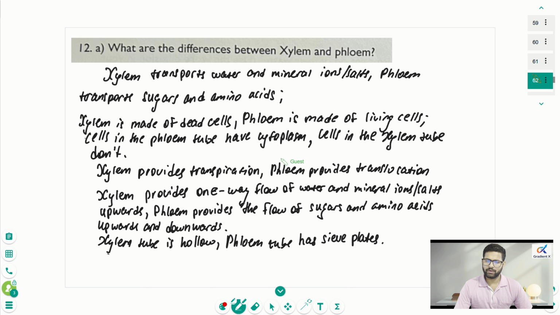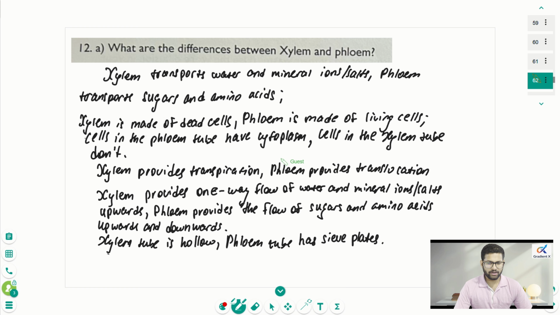Read the question and your answer, please. What are the differences between xylem and phloem? Xylem transports water and mineral salts/ions, while phloem transports sugars and amino acids. Xylem is made of dead cells, phloem is made of living cells. Cells in the phloem tube have cytoplasm, cells in the xylem tube don't.